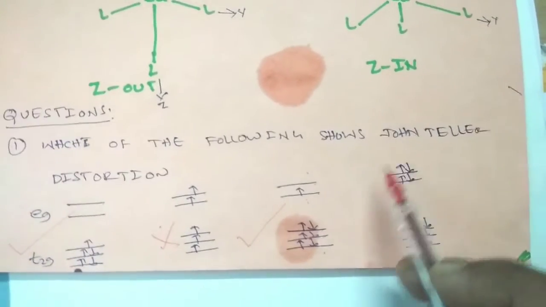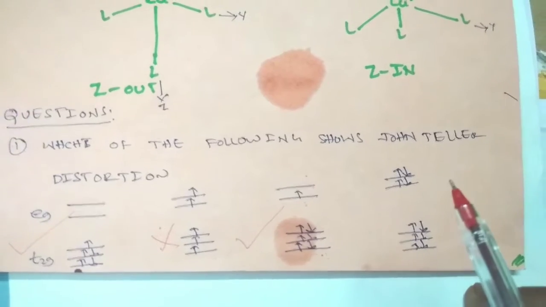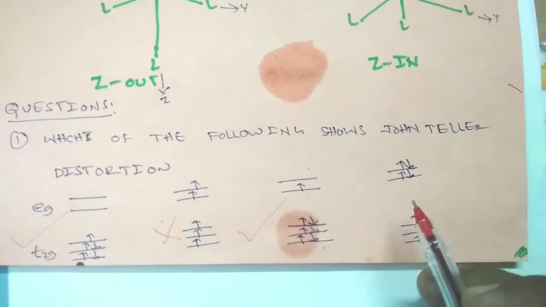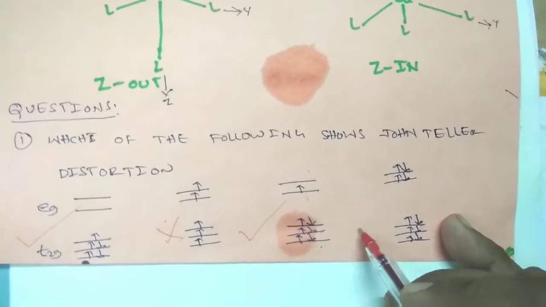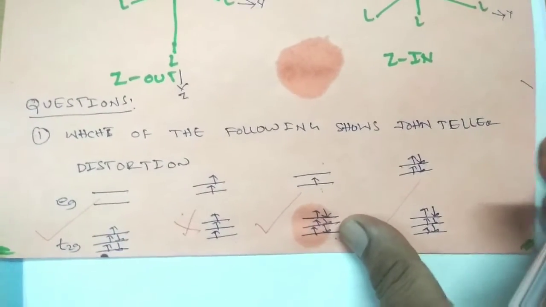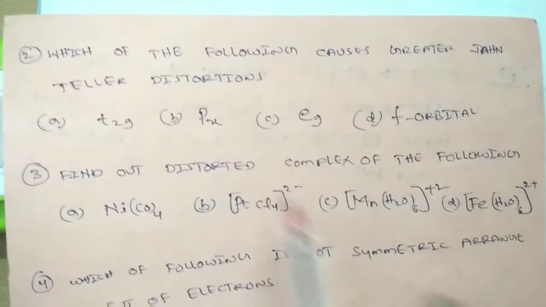In the fourth case, all orbitals are filled. Both t2g and eg orbitals are filled with 2 electrons. So this is symmetric arrangement. So here 2 will show distortions, 2 will not show distortions. Let us discuss question number 2.